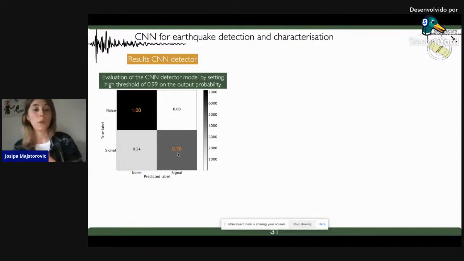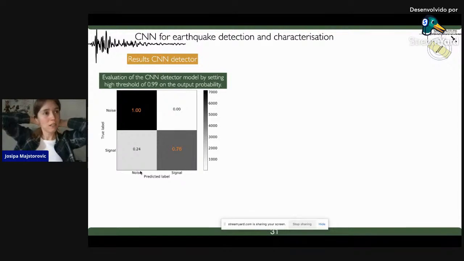So you can ask me now, okay, are we happy with these results? I mean, the problem itself is quite difficult, and I personally was happy with these results. Why? Because when I apply this model on the continuous data, my model would not predict noise as a signal, because this part is 0%. But it would mean that I would probably miss some signals, because some signals would be predicted as noise. But this means that I would not have a lot of false detections, and that was important in my case.